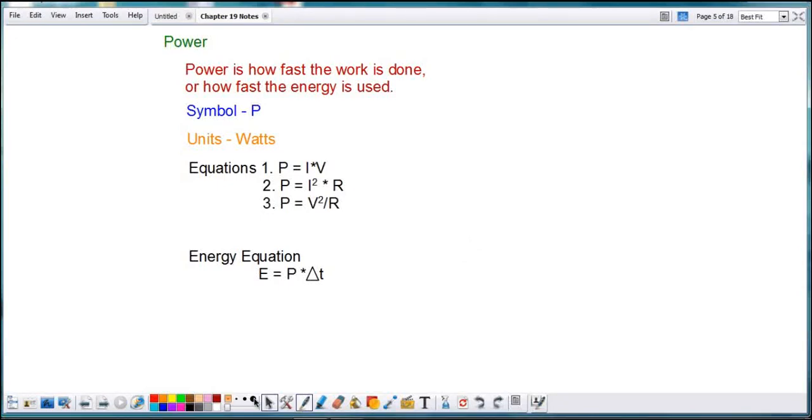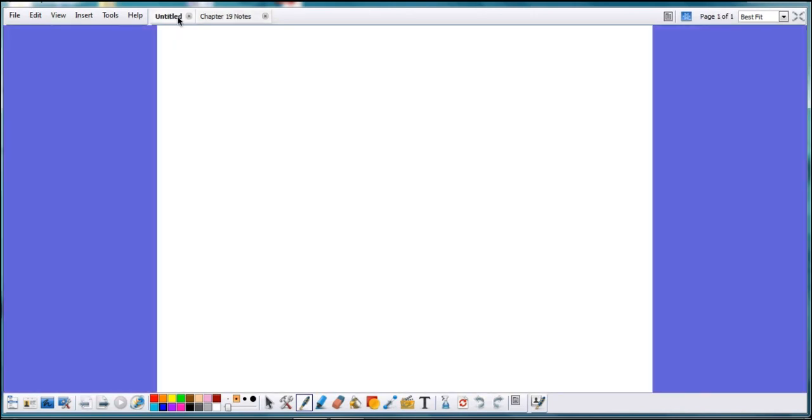Okay, so today we're going to talk about power. Now, we talked about power before, and we said it was how fast work gets done, or how fast energy is used. And it still is that. The symbol for power is still P, and the units are still watts. However, we're going to take what we knew before and apply it now to electricity.